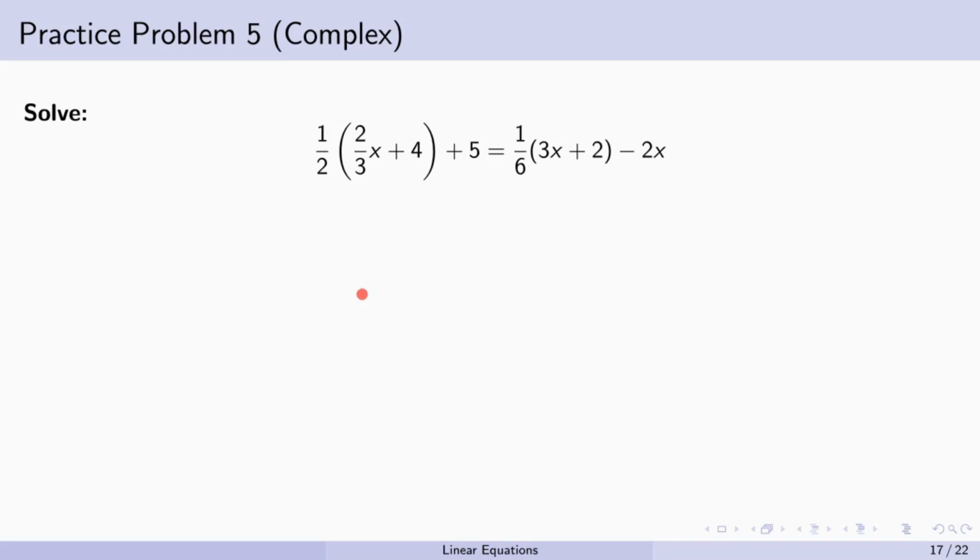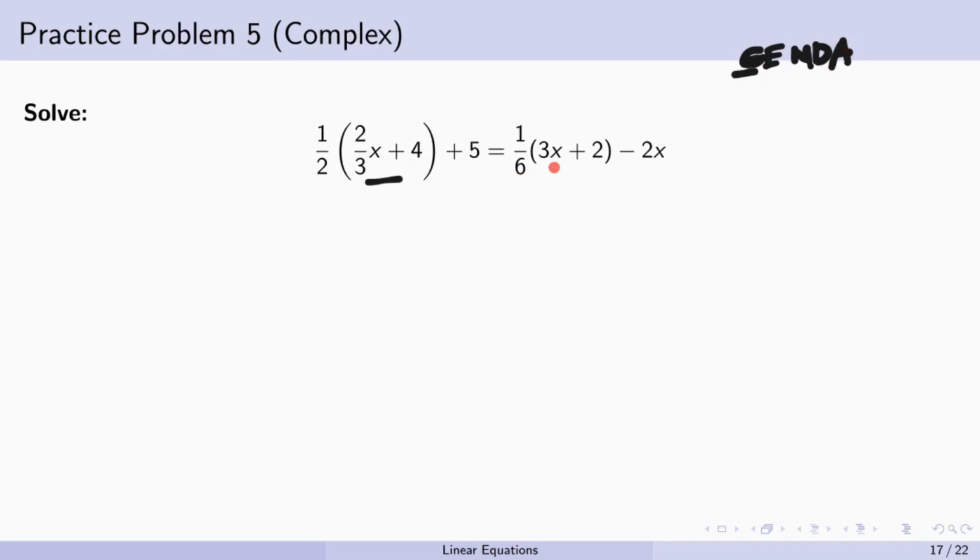Okay, let's proceed to practice problem number 5. It is more complex than the previous examples. We have 1/2 times the quantity of 2/3 x plus 4 plus 5 equals 1/6 times the quantity of 3x plus 2 minus 2x. Okay, so what is the first thing that we must do here? Remember that we are in the rule of GEMDAS. First is you need to simplify everything that you can simplify inside the grouping symbol, such as parentheses.